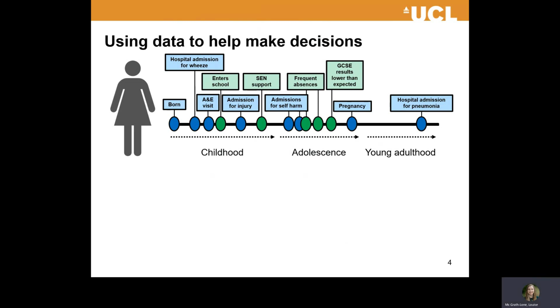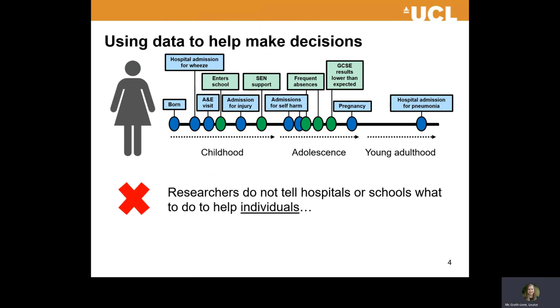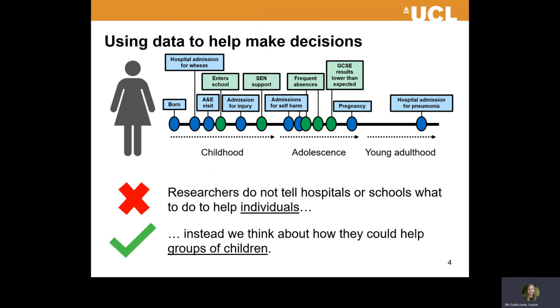As researchers, we use data to help make decisions that will improve young people's lives. What's important to know is that we do not tell hospitals or schools what to do to help individuals. Instead, we think about how they could help groups of children.